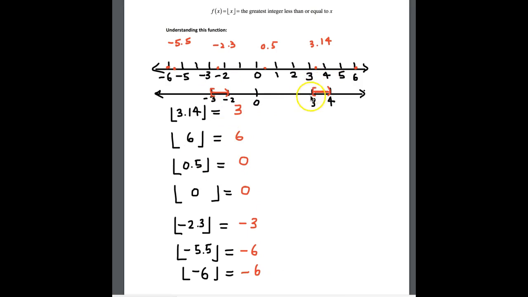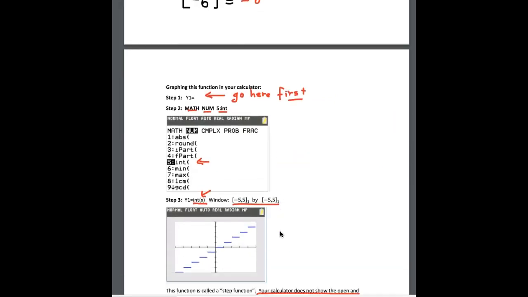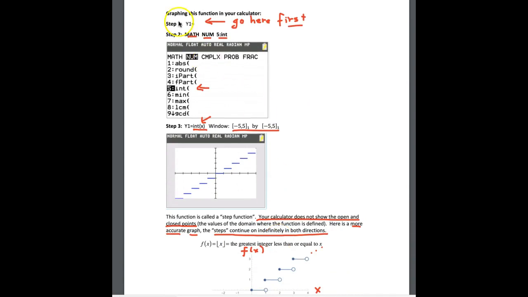So really on any interval, we include the left endpoint, but not the right. If I were to draw the next one, it would look like a square bracket here at 4, and then a round bracket at 5, and then everything in between. All right, well, how do we graph this function? Okay, well, in your calculator, the first step is to go to Y1.